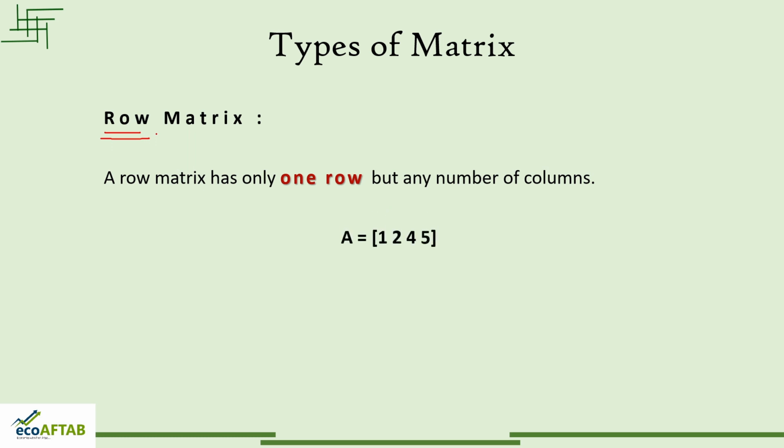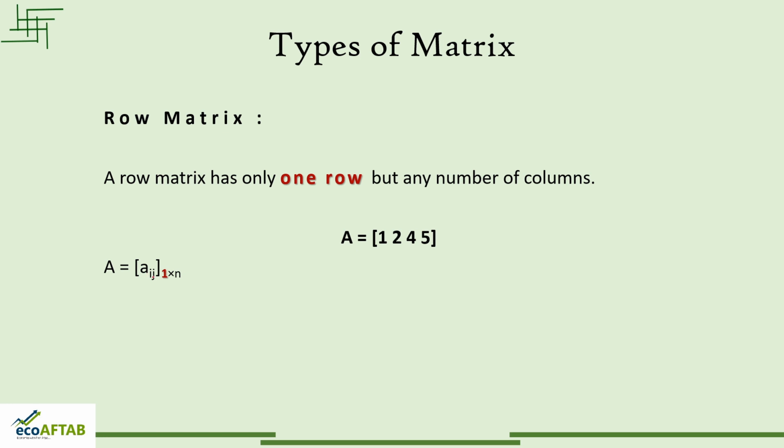So here if I say A is equal to 1, 2, 4, 5, so this is row 1, and this is column 1, column 2, column 3, column 4. So this becomes a 1 by 4 matrix. So here how we denote it: A is equal to Aij, 1 by n matrix.